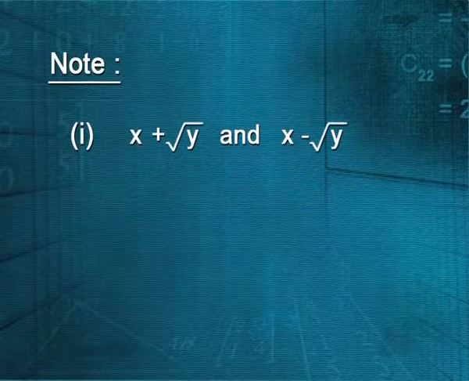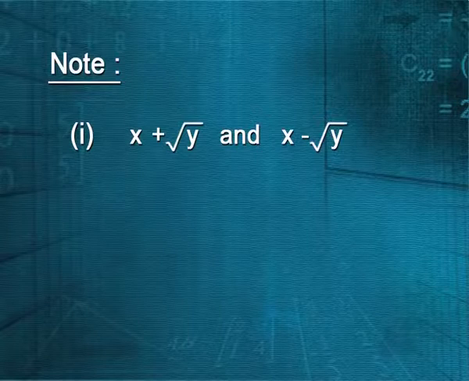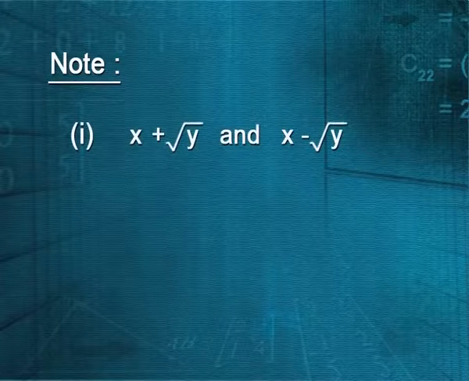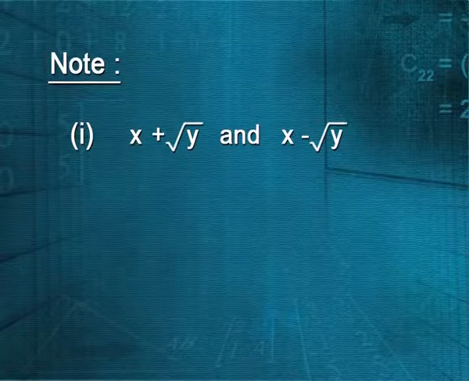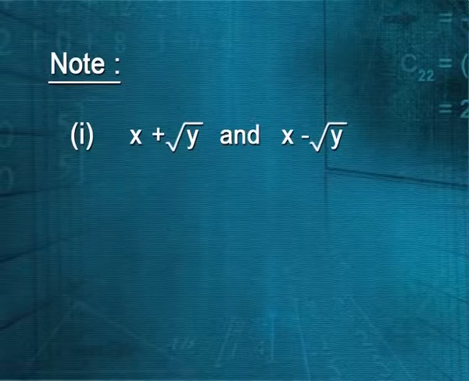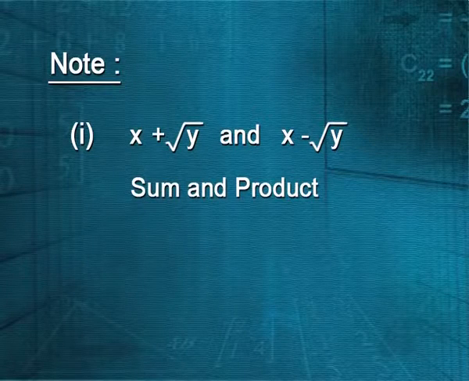Note, x plus under root y and x minus under root y. Surds of this type are called conjugate surds. One is x plus root y, other is x minus root y. Now just think, if we add these two surds, that is we add x plus under root y and x minus under root y, what you will get? 2x. And if you multiply these two surds, x plus root y multiply by x minus root y, what you will get? Applying the formula a plus b into a minus b is equal to a square minus b square, you will get it equal to x square minus y.